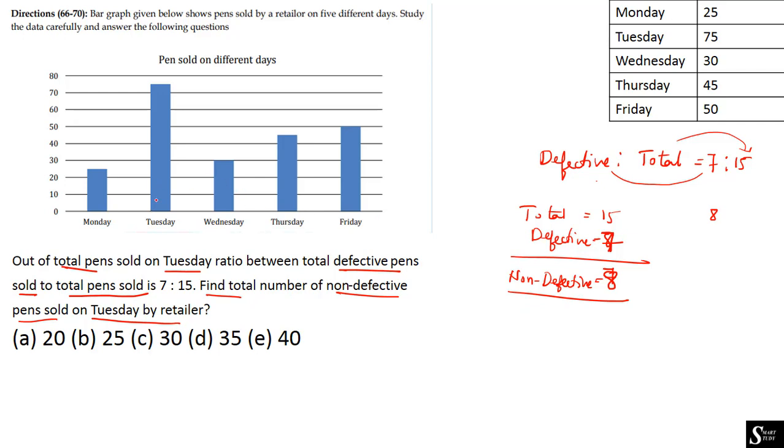So on Tuesday, there were total of 75 pens sold. So 8 by 15 has to be the non-defective ratio. So 15 5 times, so 5 into 8 is equal to 40 pens non-defective. That is nothing but option E should be our answer.